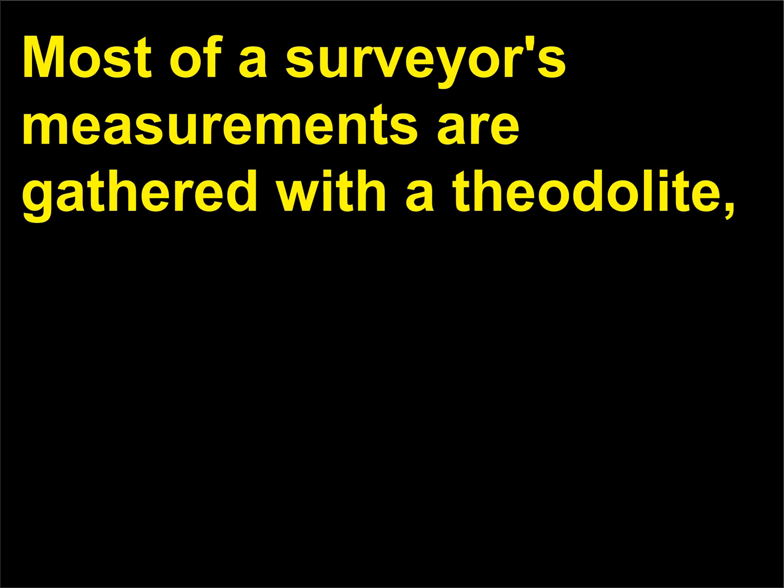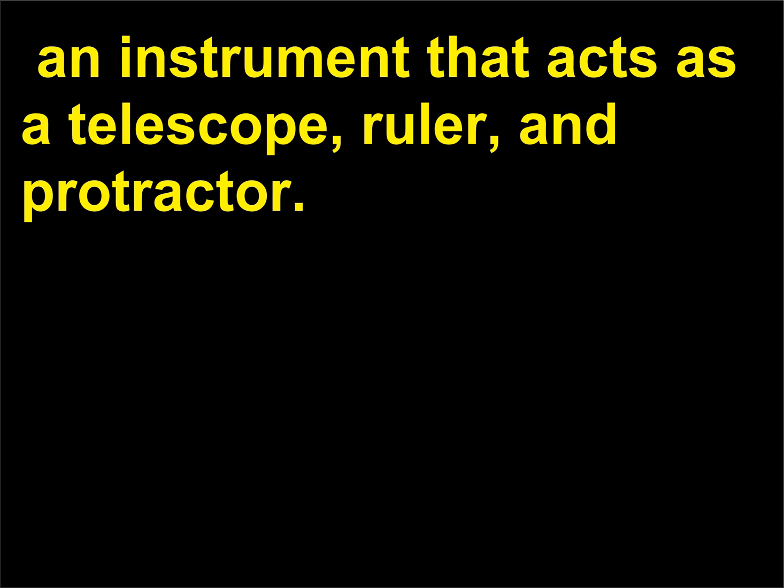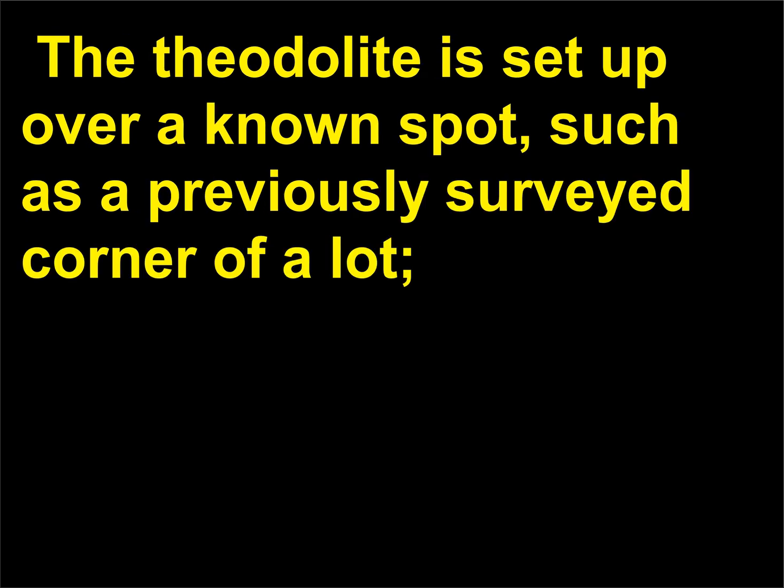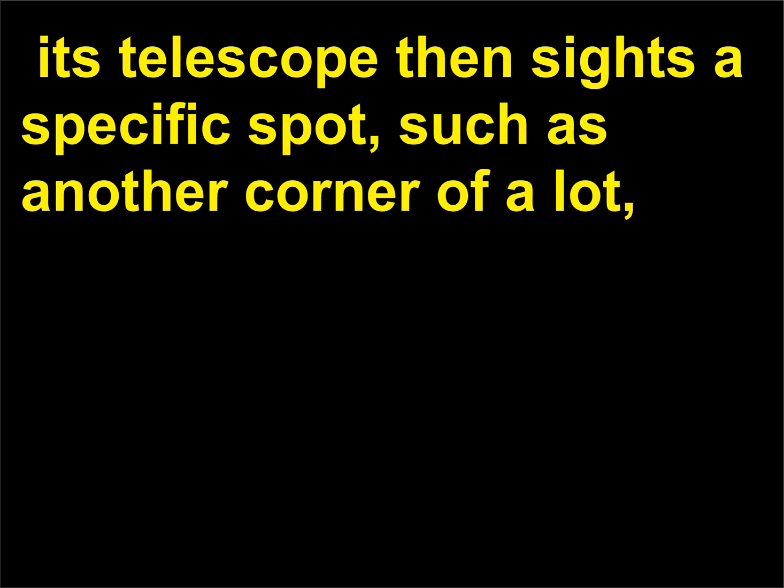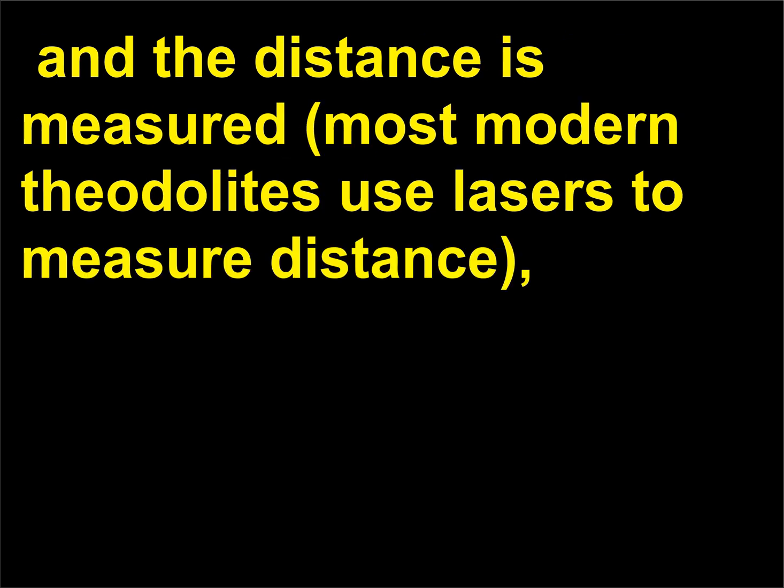Most of a surveyor's measurements are gathered with a theodolite, an instrument that acts as a telescope, ruler, and protractor. The theodolite is set up over a known spot, such as a previously surveyed corner of a lot. Its telescope then sights a specific spot, such as another corner of a lot, and the distance is measured.